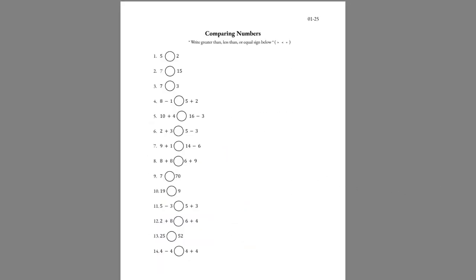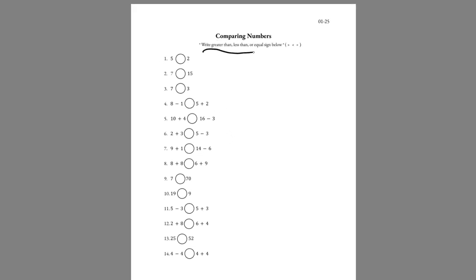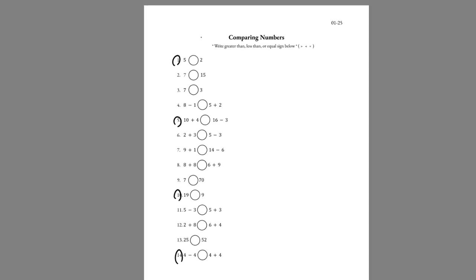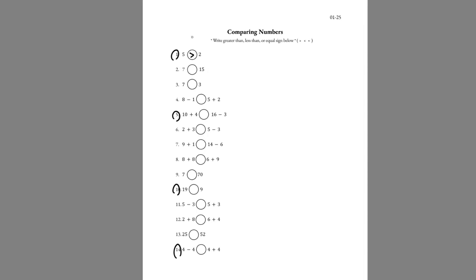That was it for page 2. Going on to page 3, we have comparing numbers. We have to write a greater than, less than, or equal sign below. So let's try out 1, 5, 10, 14 again, and compare numbers. 5 and 2, which one is greater? Obviously 5, because 5 has a larger value than 2. So we write a greater than symbol right here.